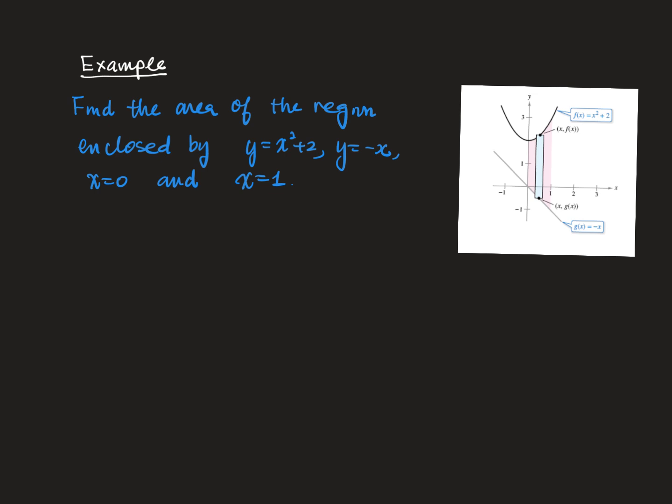The next example: what is the upper curve? Guys, remember, the upper curve is going to be this function here, and the bottom curve is this one, where x equals 0 and x equals 1. We're going to find the area between the two curves. So let's go to the area. What is the lower bound? x equals 0. The upper bound is 1. The upper curve is x squared plus 2, minus the lower curve, negative x, dx.